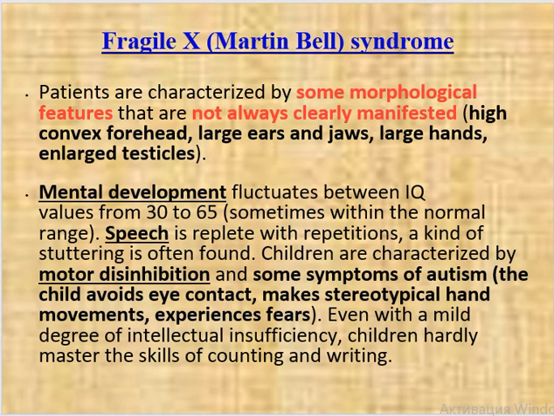Fragile X syndrome. Patients with this syndrome are characterized by some morphological features that are not always clearly manifested, like a high convex forehead, large ears and jaws, large hands, enlarged testicles. Mental development in terms of IQ ranges from 30 to 65, so sometimes it is within the normal range. Speech is replete with repetitions. A kind of stuttering is often found. Children are characterized by motor disinhibition and some symptoms of autism. Even with a mild degree of intellectual insufficiency, children hardly master the skills of counting and writing.